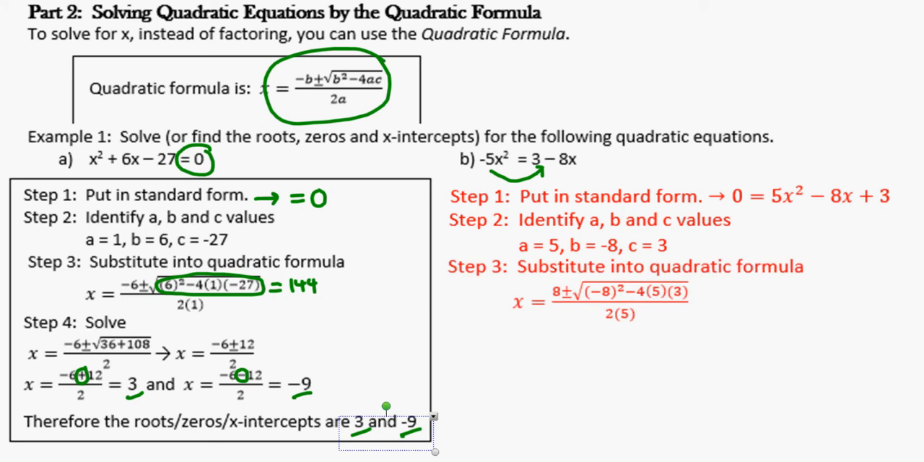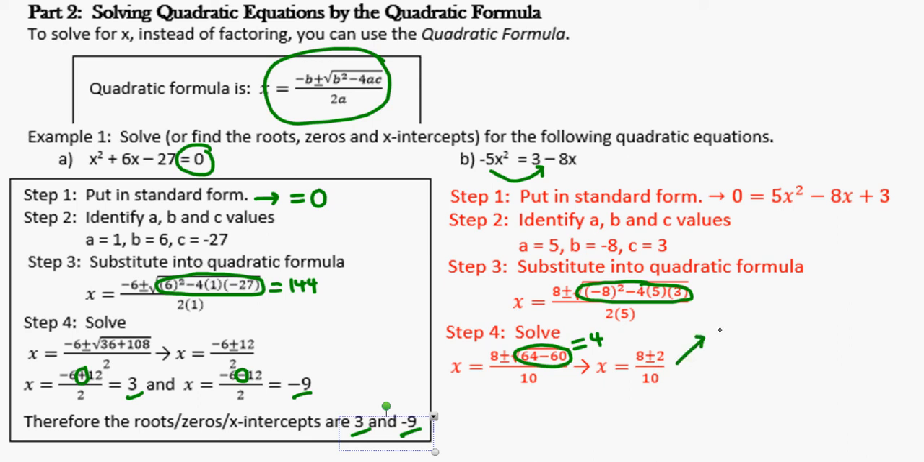And again, I always attack this part underneath the square root sign first, the discriminant. And if you've got a nice two-line calculator, just punch that in exactly as written. When I put that in my calculator, I get this, boom. So I get 64 minus 60, which is just equal to 4. And of course the square root of 4 is 2. So I get 8 plus or minus 2 over 10. I'm going to have two answers.